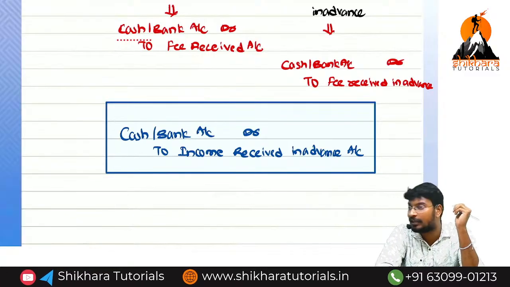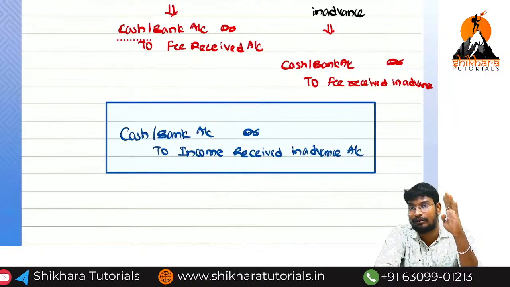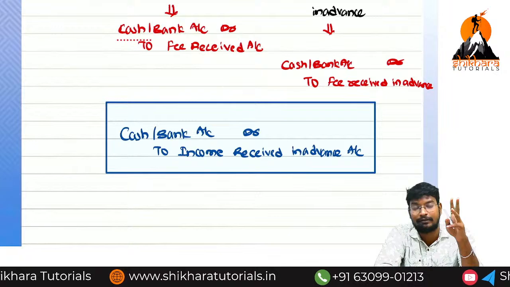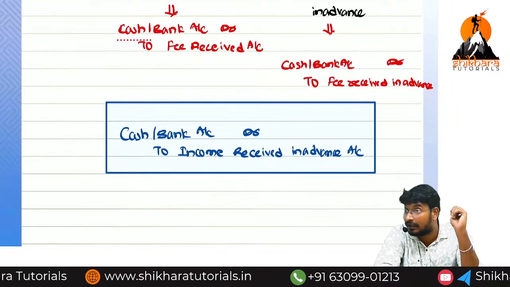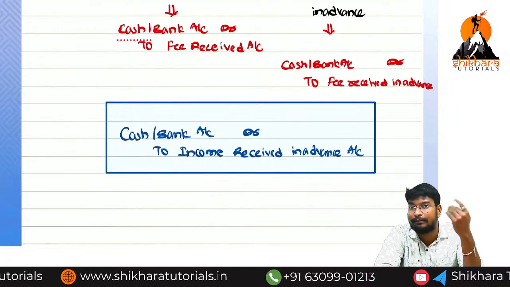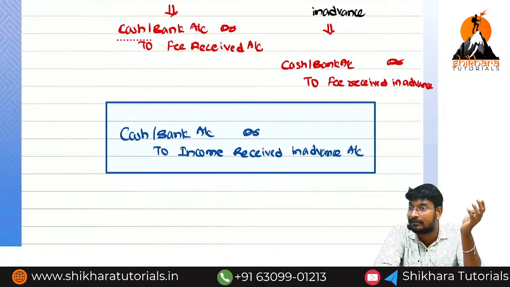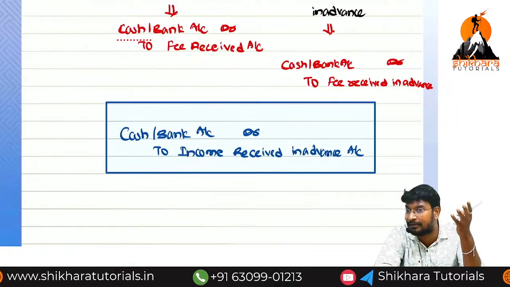So this is how we have completed the total discussion about the 4 types. What are the 4 types? Outstanding, prepaid, receivable and received in advance. Outstanding is a liability, prepaid is an asset, receivable is an asset, and received in advance is a liability.